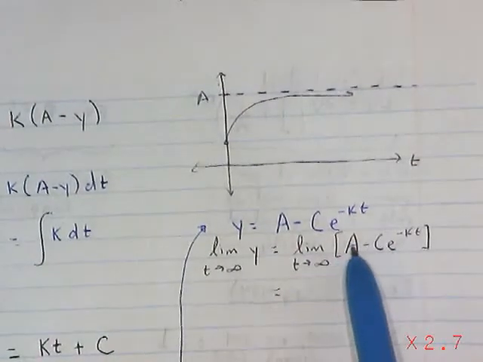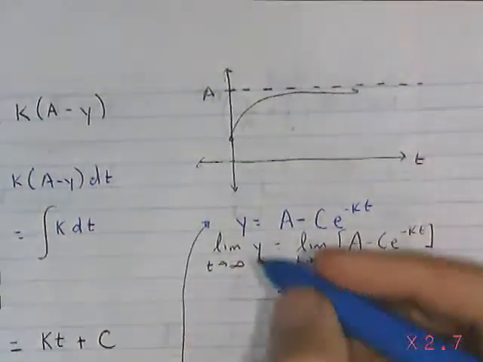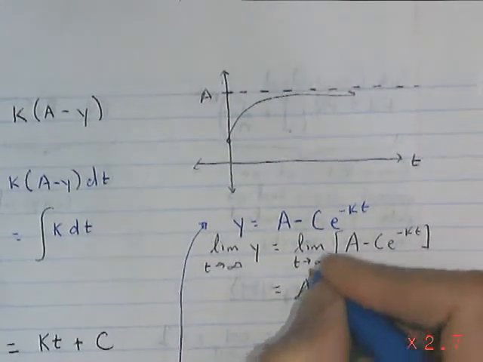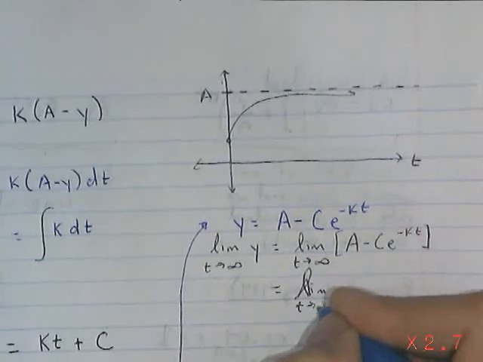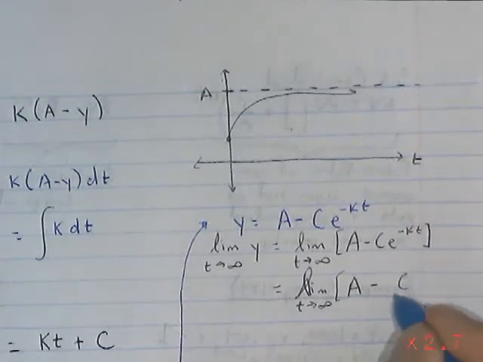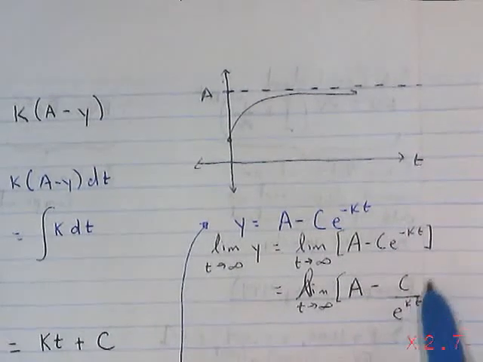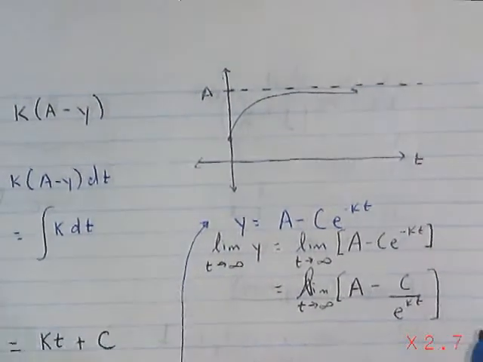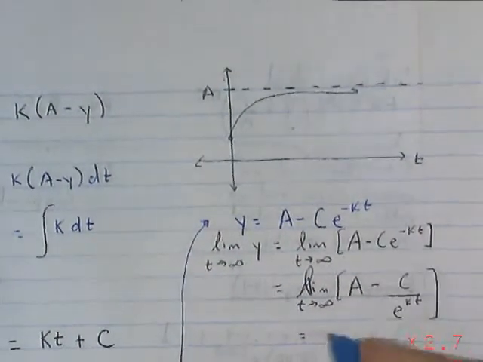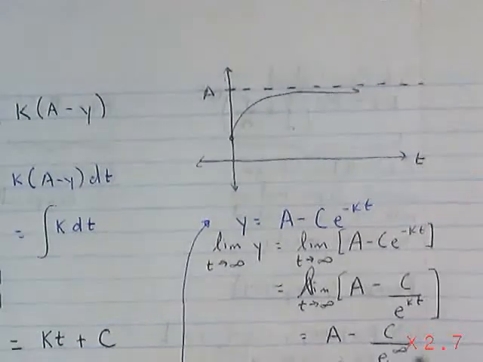Well, this limit doesn't care about a, it's just a constant. It certainly does care about this guy though, because t is in there. So this limit turns into, well, let's rearrange a little bit. This will be the limit as t approaches infinity of a minus c over e to the kt, making that negative exponent positive. Okay, and so let's now sub in this infinite t. We get a minus c over e to the infinity.